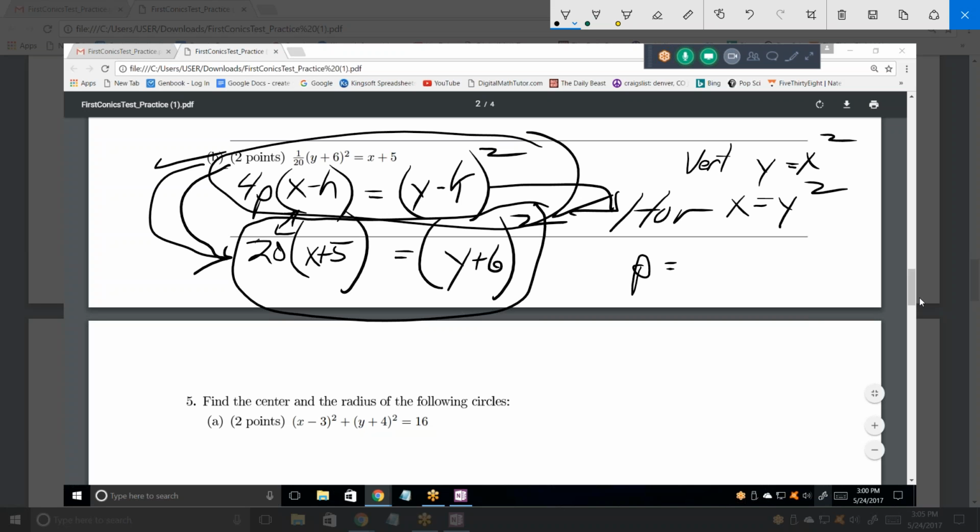P is 1. Wait. It's almost exactly like the general format. Yeah, it's 4 because you have to times it by 20 equals 4P. So P equals 5. In other words, this has to equal that. Okay. Now, tell me where the vertex is. We kind of have it in vertex format. Is it -5 comma -6? Yeah.